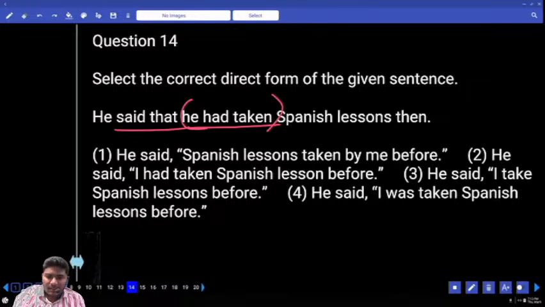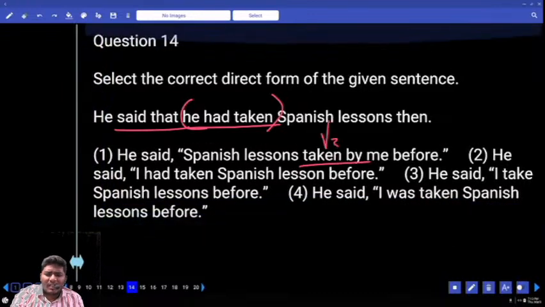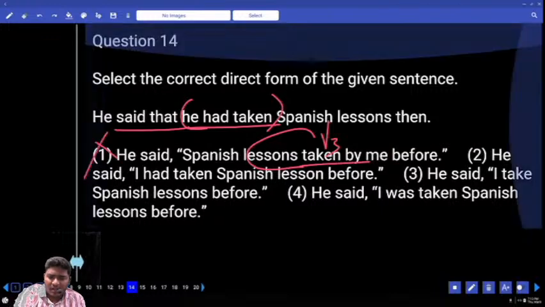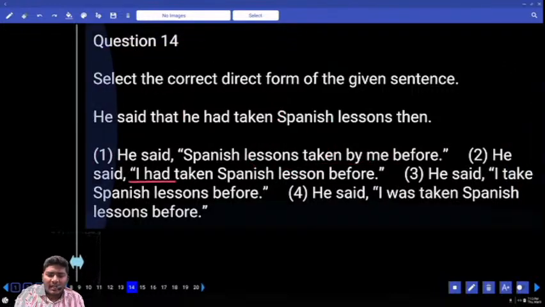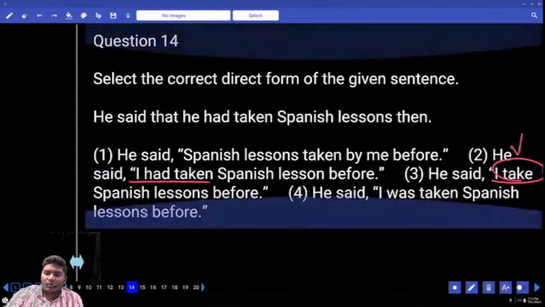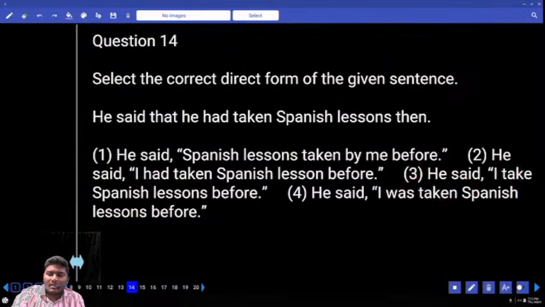Look at the sentence. Spanish lessons taken by. This V3 is given. Can you find any helping verb before V3? Not possible. Eliminate that. Not at all relevant. Next, I had taken. Okay. Next, what else is given? I take. I take is which verb form here? V1, not relevant. Next one. I was taken. Passive voice. Not possible again. Now your answer must be only 2.